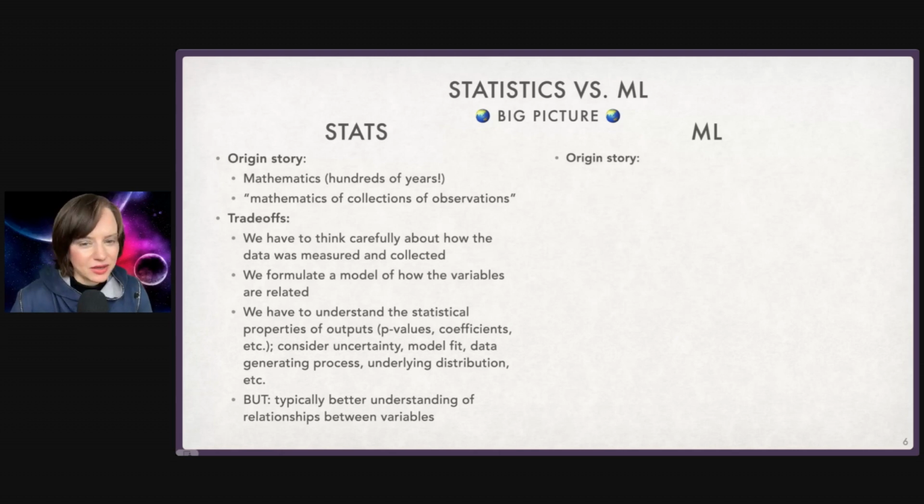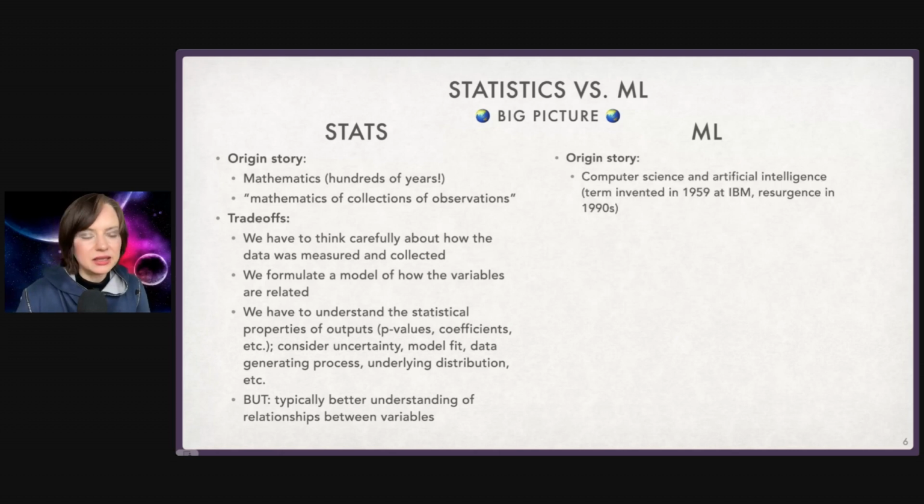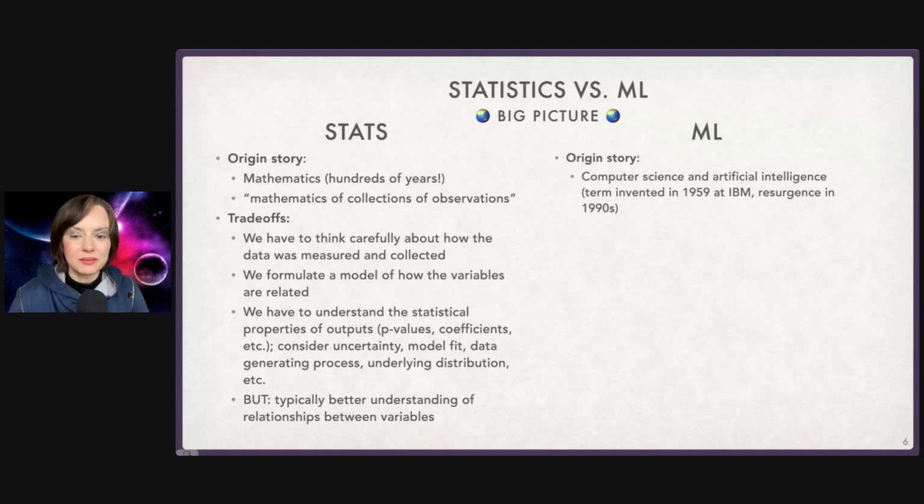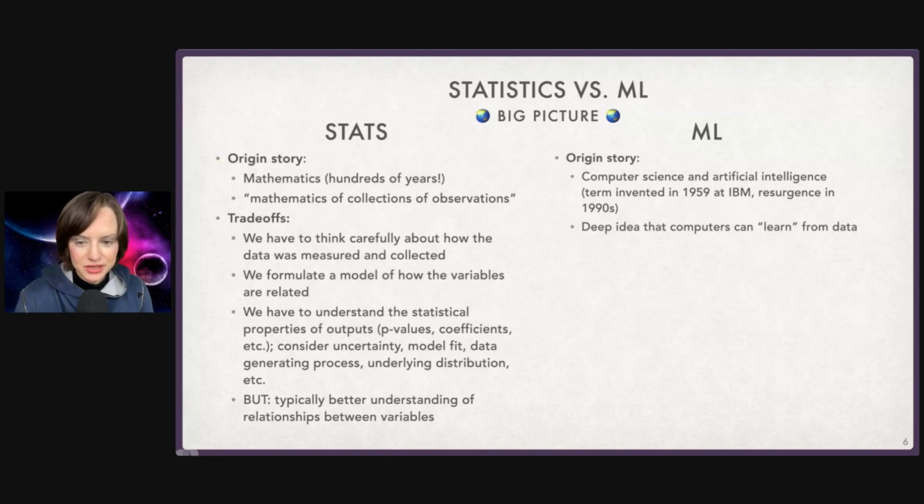The origin story of machine learning is a little bit more recent than statistics. It was born from computer science and research in artificial intelligence, which is a term IBM invented in 1959. I believe it was Mrs. Maisel's father who invented that term. And it was then kind of ignored for a few decades because we all thought this is never going to work. And then in the 90s, it came back. It's based on this deep idea that computers can learn from data.